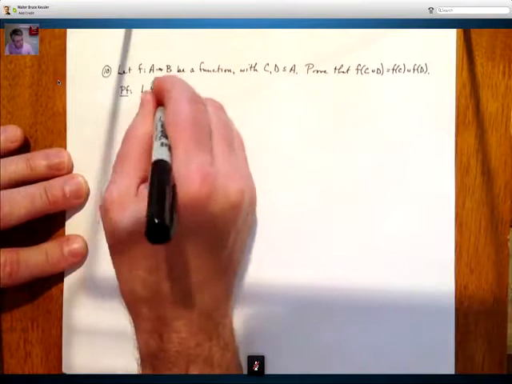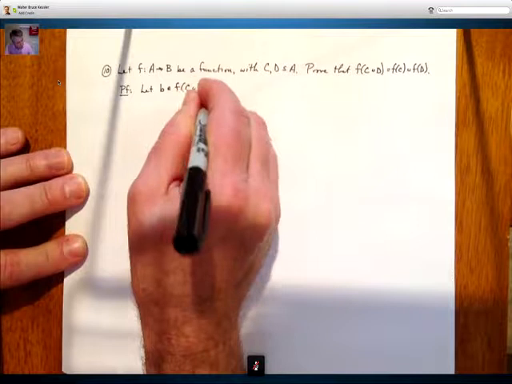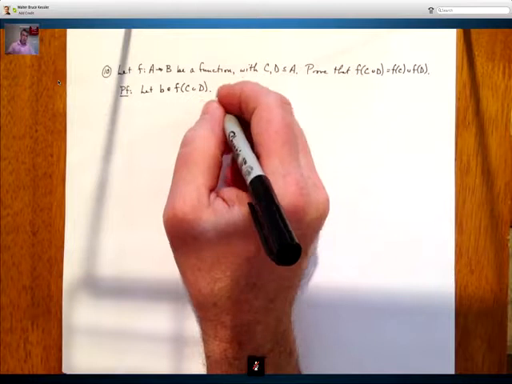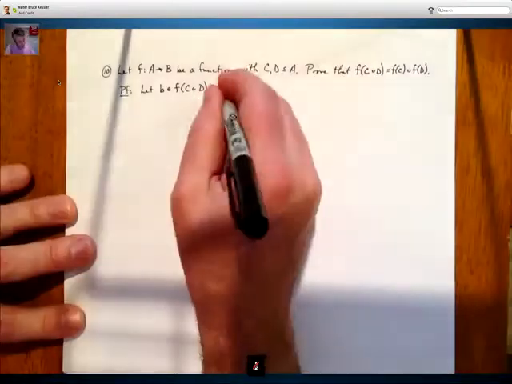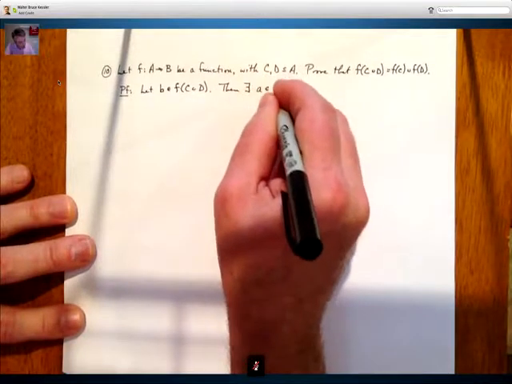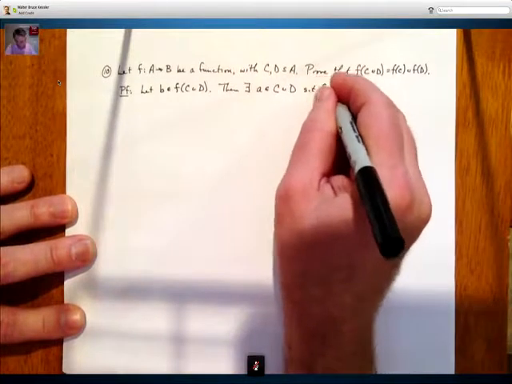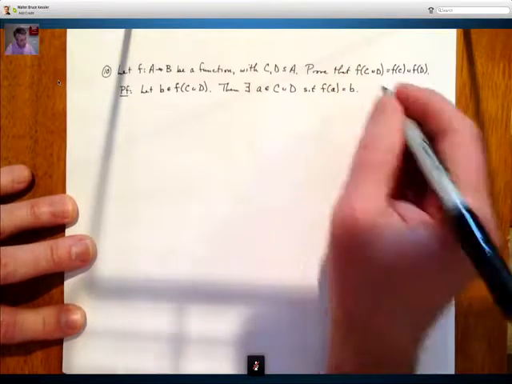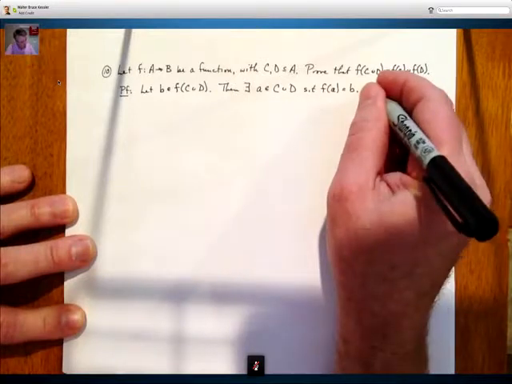And these images are over in B somewhere, so I'm going to say let b be an element of f of C union D. Now what that means is there's something over in A, really something over there in C union D, that gives me that b. So then there exists an a inside of C union D such that f of that a gives me the b. Well, then either a is in C or a is in D.